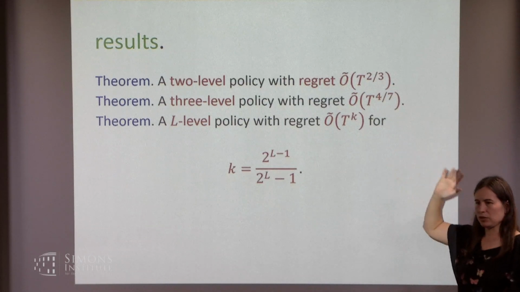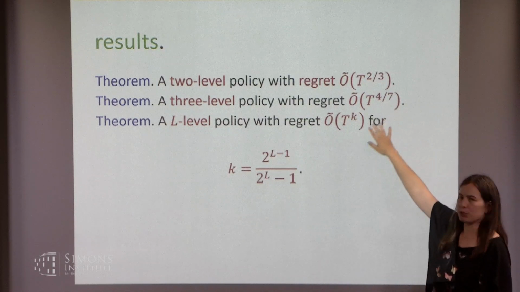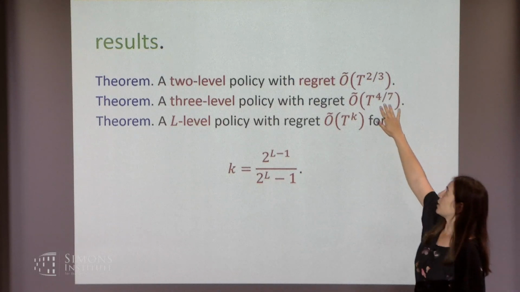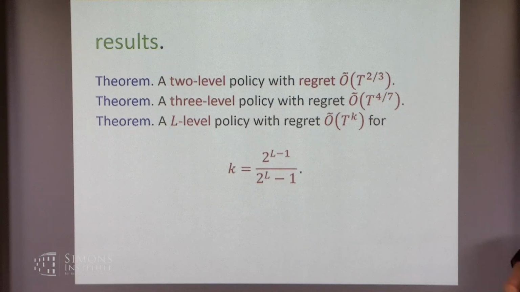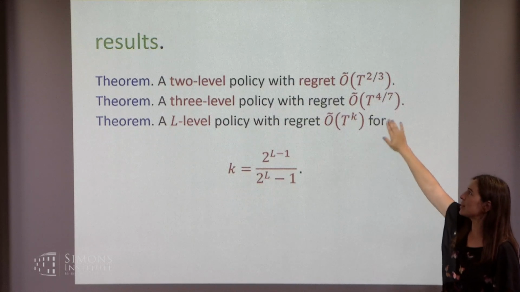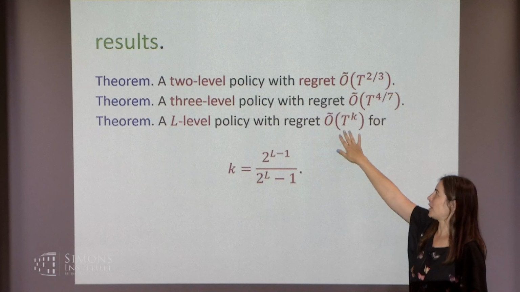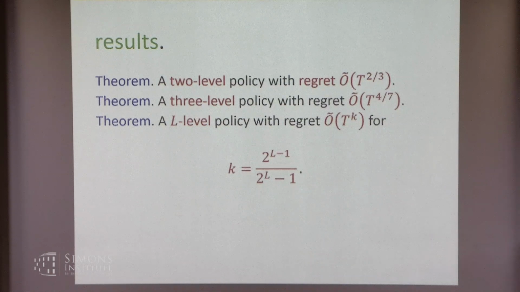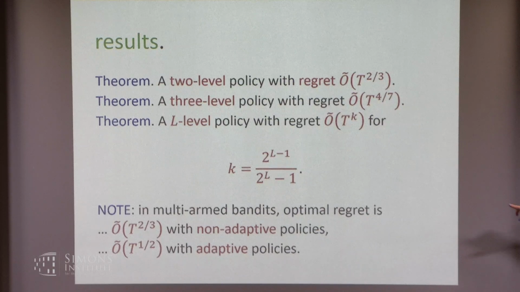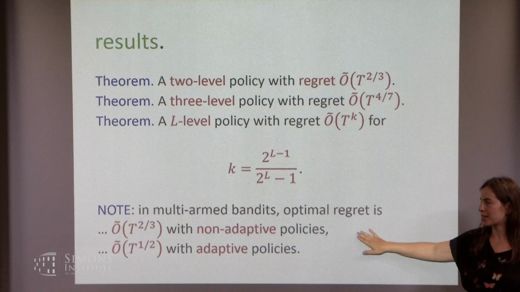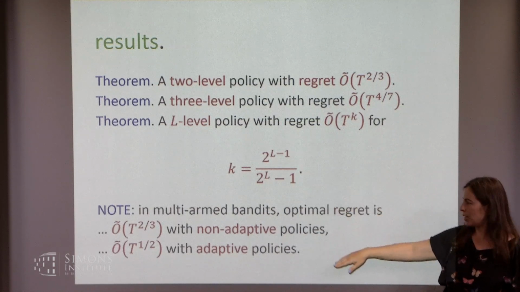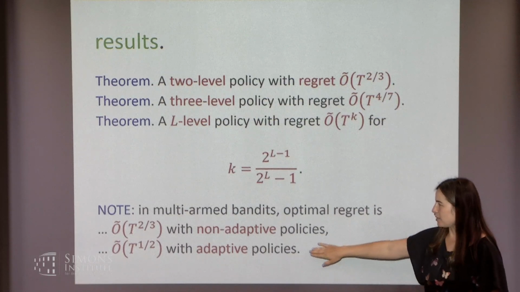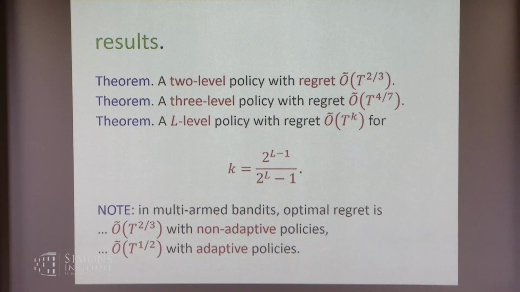Following what you would expect if you know the multi-arm bandit literature, we can get a regret of t to the 2/3, where I'm hiding log factors with the tilde, in what I'm going to call a 2-level policy. I can get improved regret if I add one extra layer to my policy. And then with another trick, I can get a multi-layer policy that gets near optimal regret. As k grows, this approaches 1/2. Notice that with non-adaptive policies in multi-arm bandits, the optimal regret is t to the 2/3, which is what I'm getting with my 2-level policy. And adaptive policies in multi-arm bandits get regret like t to the 1/2, which is what I'm getting basically with my multi-layer policy. Yes?